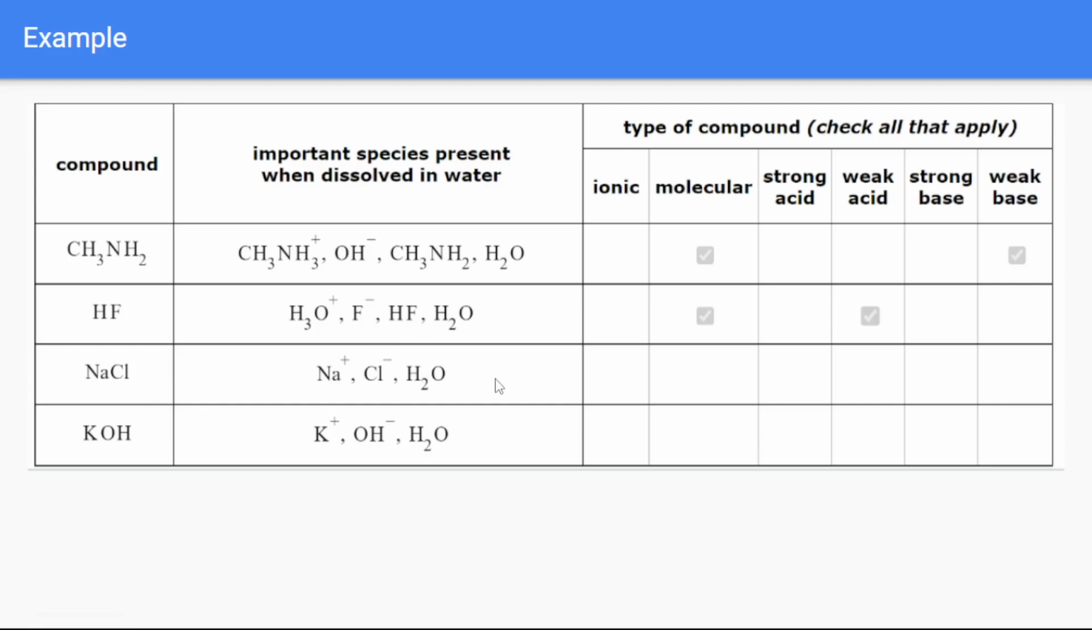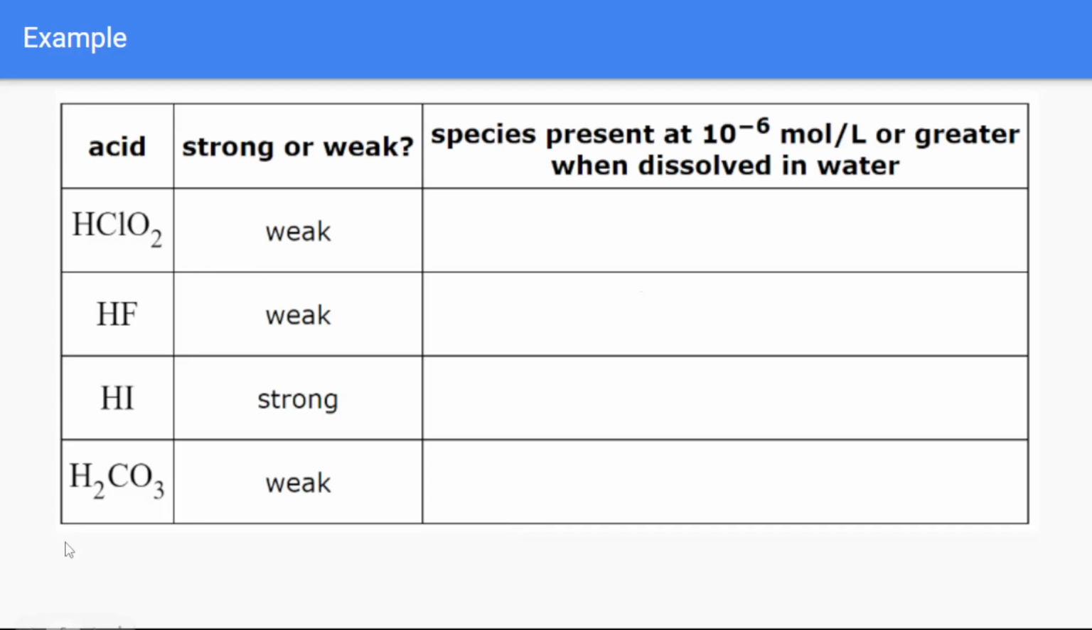NaCl, I see no hydronium, I see no hydroxide. Metal, nonmetal, it's ionic, but it's not an acid, it's not a base. KOH, I see hydroxide, base. I see complete dissociation. I see a metal and I see a hydroxide. So metal hydroxide, that's an ionic compound. Complete dissociation, strong base.